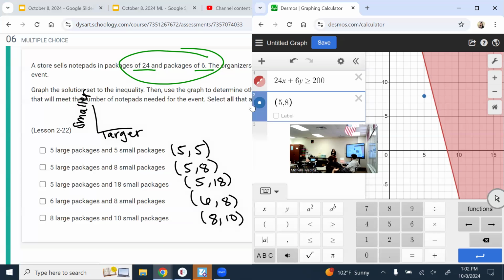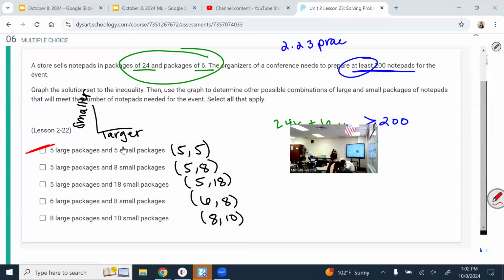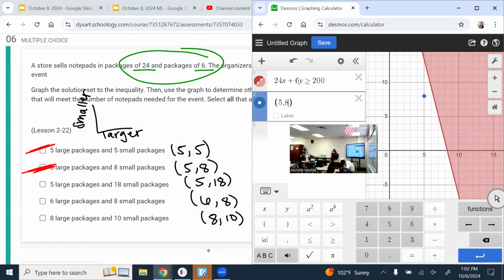If not, let me know. But this is the one that goes with this problem, that inequality. So graph it, see if these fall in that shaded area. So far we've excluded the first two. Of course, there might be a couple. Check the rest and then you can come back to it if you need to.